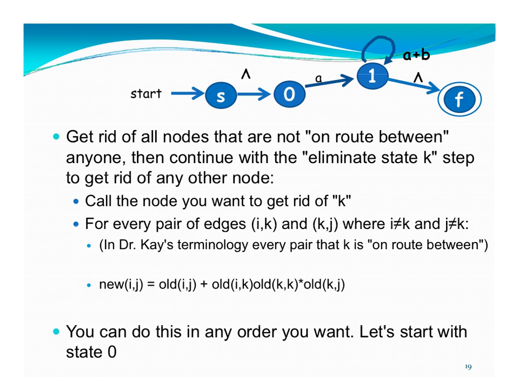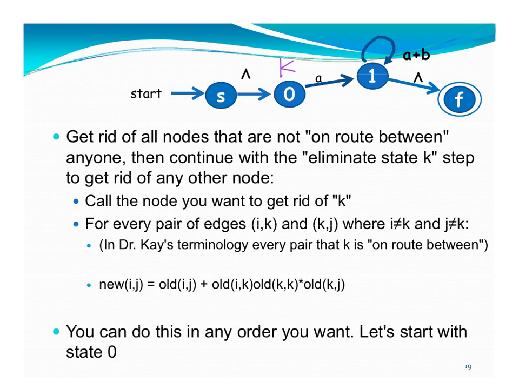Okay, so the next step is to get rid of any nodes that aren't en route between anyone, and then we're going to do the eliminate state K step. And here's the rules, so let's just go through it quickly and then I'll show you how it works. It says call the node that you want to get rid of K. Since I said let's start with state 0, because you can do this in any order you want, you can pick whichever node you want to get rid of first, and I've decided I want to get rid of state 0. So call the node you want to get rid of K. So let's just label that one K. K is going to be state 0.